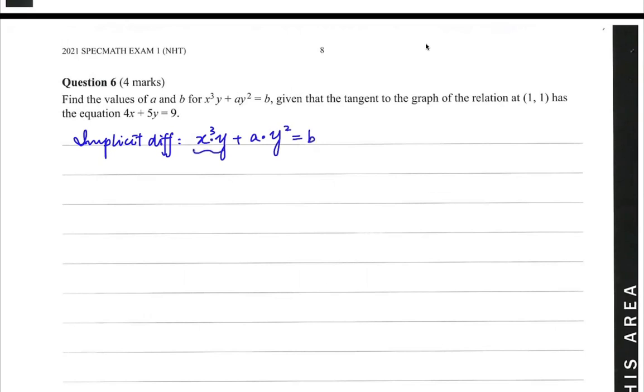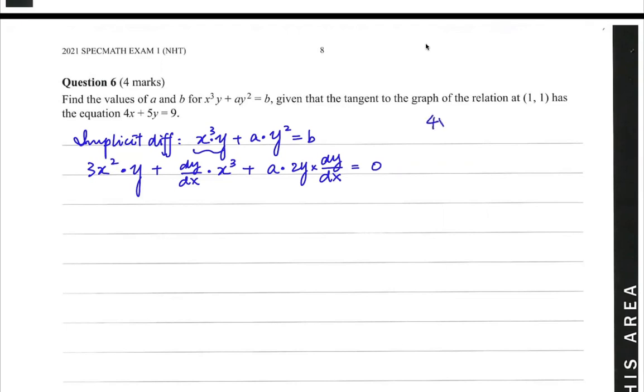Product rule, u dash is 3x squared times v, plus v dash, which is dy/dx, times u, which is x cubed, plus a times the derivative of y squared, which is 2y, but y is a function of x, so we need a dy/dx afterwards. b is a constant, so it gets you 0.